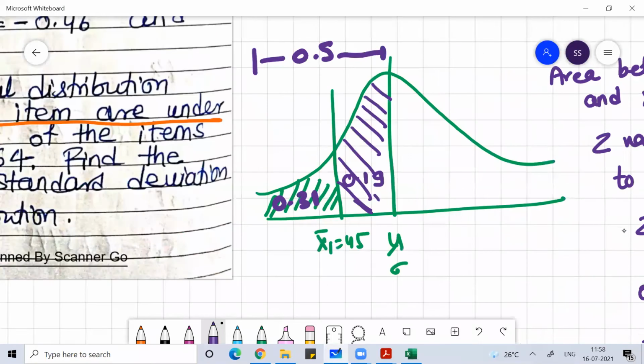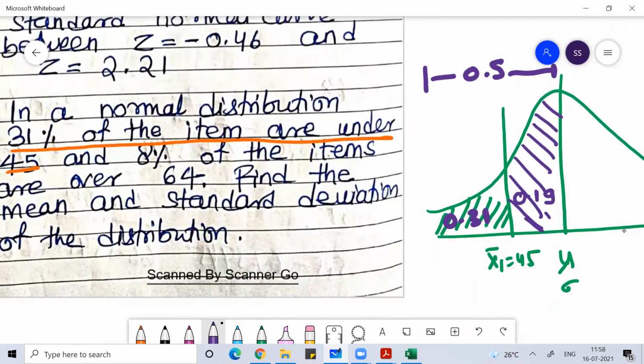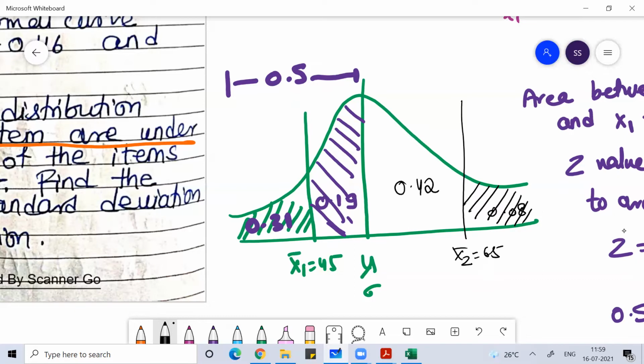Now going forward, this question says 8% of the items are above 65. This corresponds to an area of 0.08. So above 65, this is this value, and this area will be 0.42. I hope you're understanding. 50% lies on the right hand side, 50% lies on the left hand side.